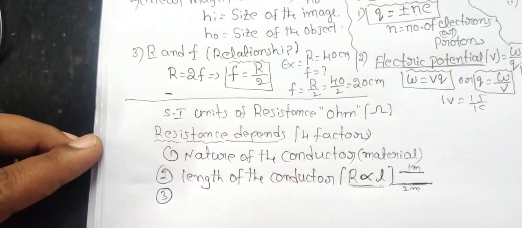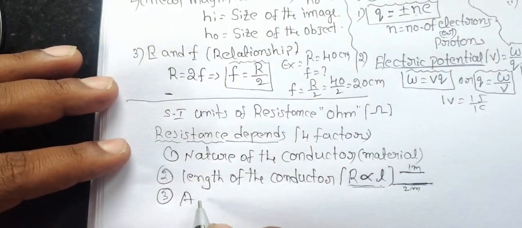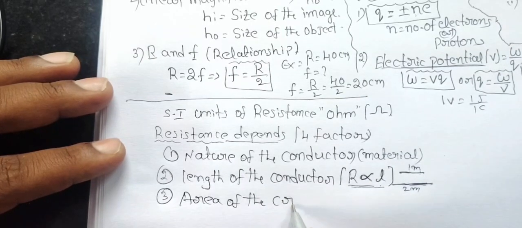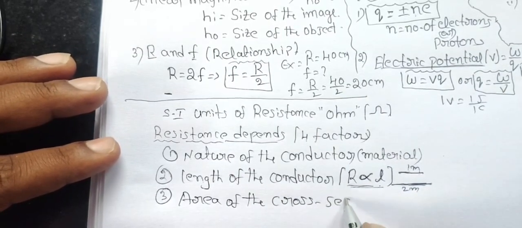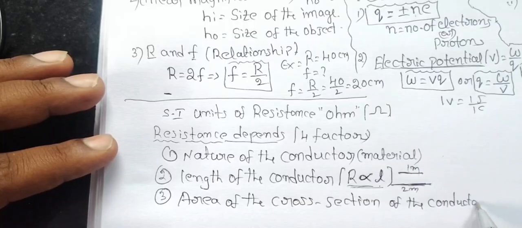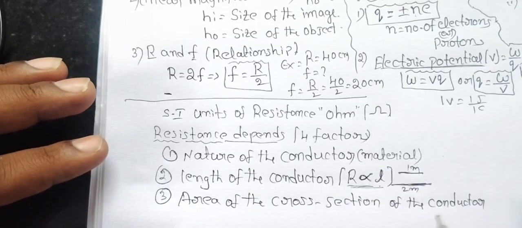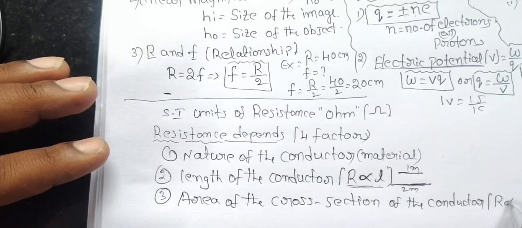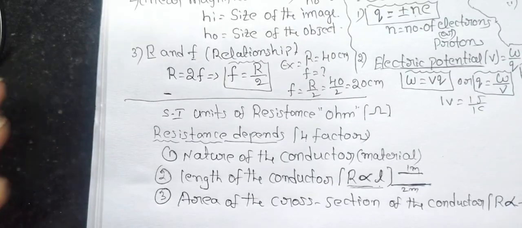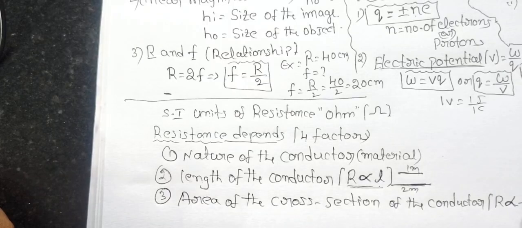Next is the area of the cross section of the conductor. What is the relation? R is inversely proportional to 1 by A. When area is increasing, resistance will decrease. When area is decreasing, resistance will increase.